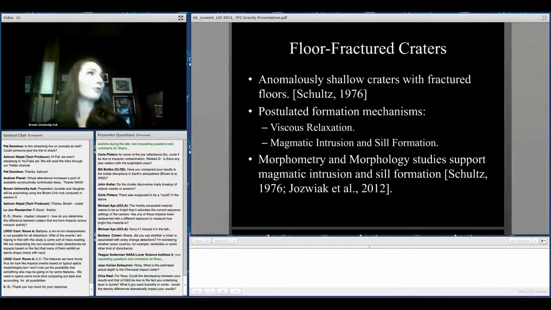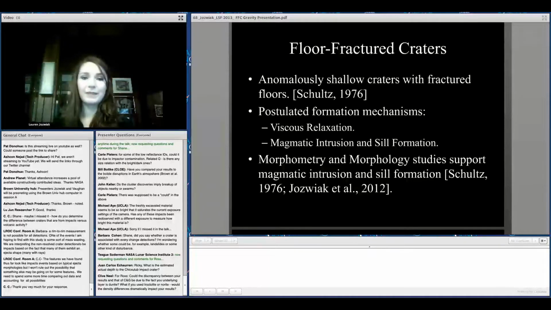Okay, here we go. So first of all, what are floor-fractured craters, for people who don't happen to think about them on a daily basis? They are anomalously shallow craters with fractured floors. And within this, there are numerous other morphologies that can help define subclasses, including the types of floor fractures displayed, pyroclastic deposits, venting, patches of mare material, etc.